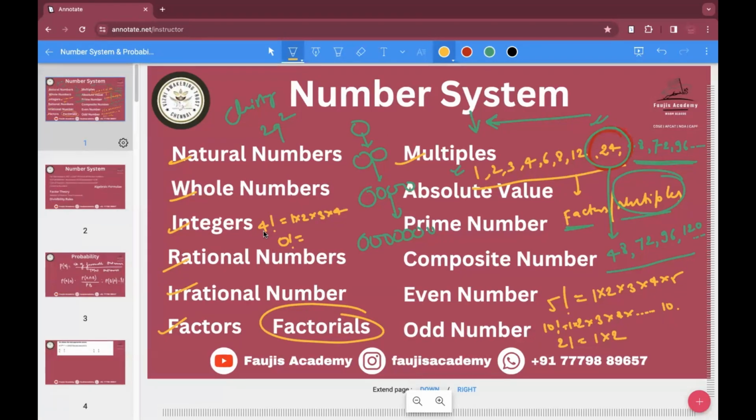Harishri, try. The answer is not 0. Is it 1, sir? Yes, it's 1. 0 factorial is equal to 1 factorial, which is equal to 1. Right? Just remember it. Don't ask me why and how. Okay?